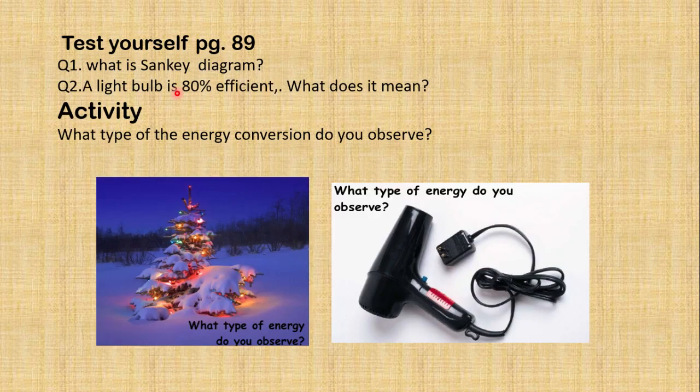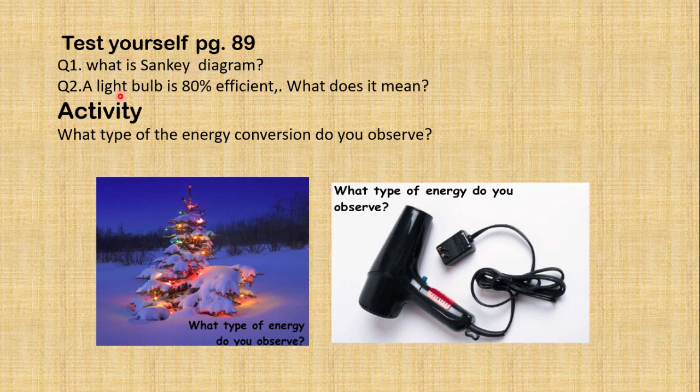Now this is the time to test yourself. Question number 1. What is a Sankey diagram? What is the definition of a Sankey diagram? It is a simple way of showing the energy transfer. It tells us how much energy is transferred. The width of the arrow tells us about the amount of energy transferred, where it is used, like light, and whether there is any loss of heat energy or not. And you have to give an example and draw the Sankey diagram along with this question.